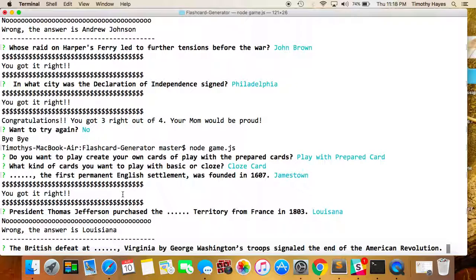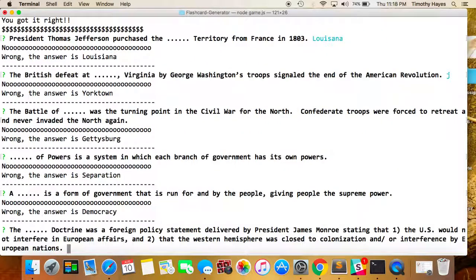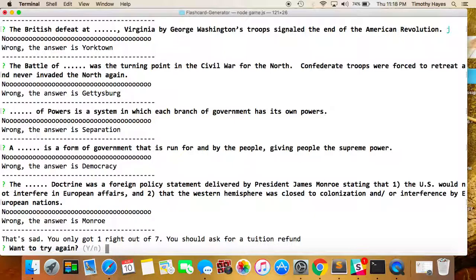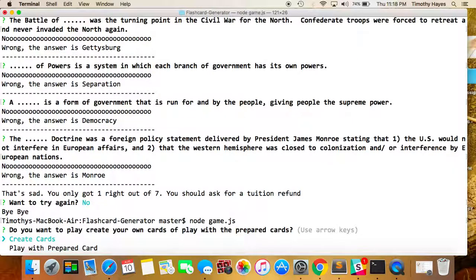So let's burn through the rest of these because I want to show you what happens when you get less than 75% right. And we got those wrong, that one wrong, that one wrong, that one wrong. And then we have this little message that's sad. You only got 1 out of 7 right. You should ask for tuition refund. Would you like to try again? And let's say no. And so that exits the game. Let's start it over again. And now let's try to create our own cards.